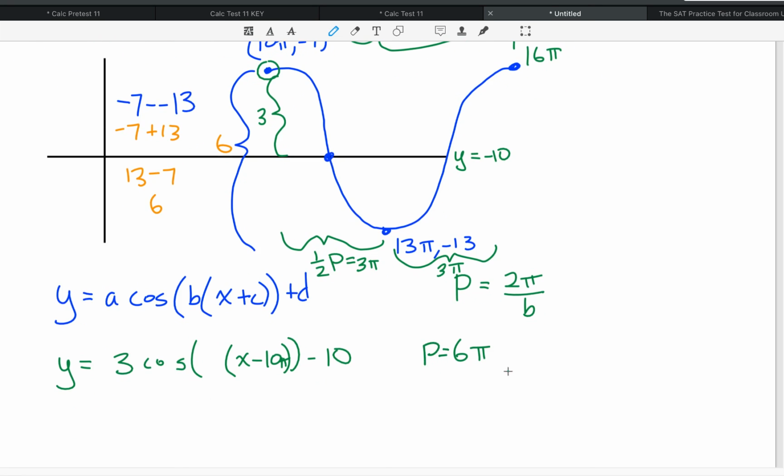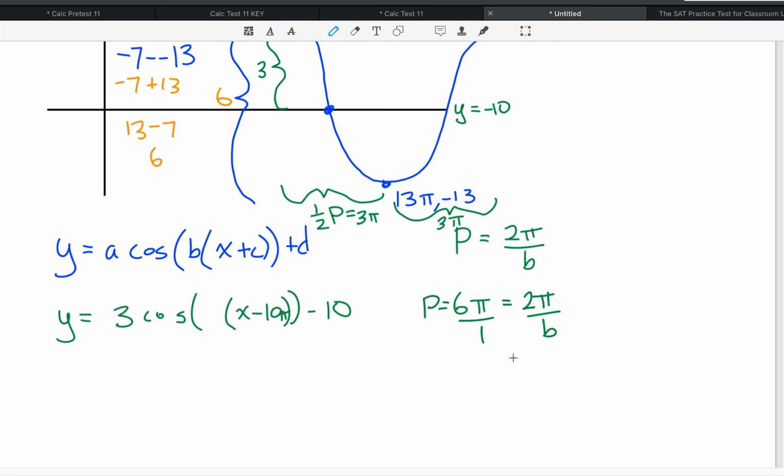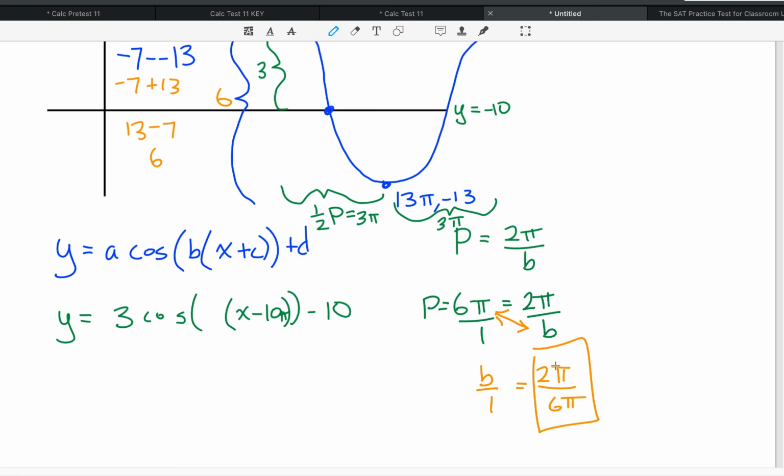And yes, okay, I need to figure out what that b value is. So the long way of doing it is this. You say, okay, it's equal to 2 pi over b, and then you can say that's over 1, and then you can cross multiply and do some things. There's that cool little shortcut where you're allowed to switch diagonals. You can say b over 1 is equal to 2 pi over 6 pi, and done. We have the value of b. This value of b is 2 pi over 6 pi, which does reduce down.